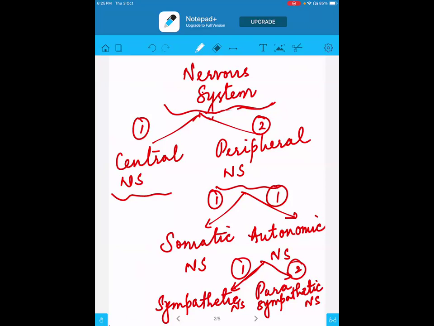Can you explain somatic and autonomic again? Just those two terms, somatic and autonomic. Now I will be explaining after this, Abhinav. I did not explain anything. No, just those definitions. Okay, you wanted the definitions.